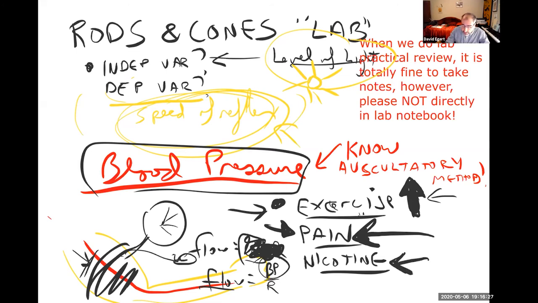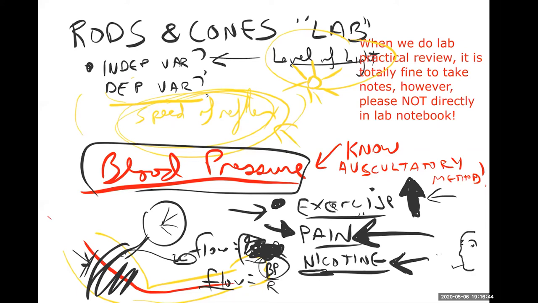Nicotine. How does nicotine affect blood pressure? It increases blood pressure. And what was kind of the mechanism there? Because it activates the sympathetic nervous system, which increases the heart rate.